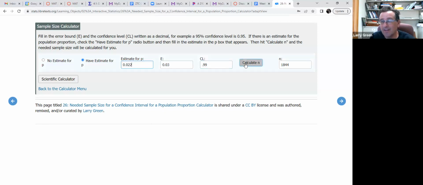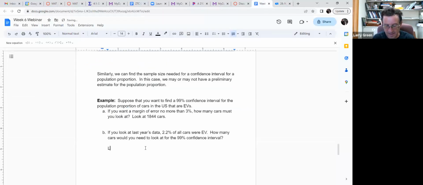And now if I calculate N, you're going to see a big change. Instead of over 1,800 cars to look at, it's not very many. It's now 159 cars. Big difference. If the estimate is far from 0.5, you're going to see a big difference. Just to let you know. Any questions on getting this 159? So now we only need to look at 159 cars, much fewer than when we didn't have an estimate.